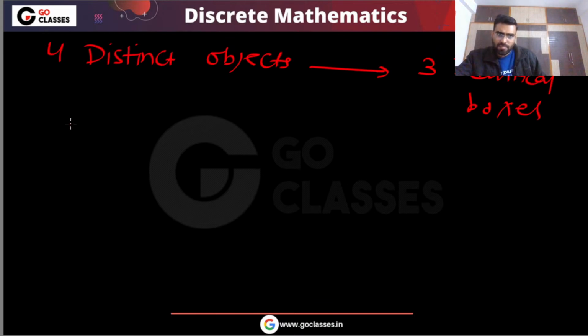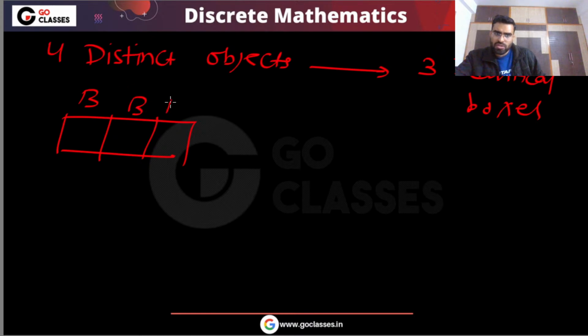So your boxes are same. Okay, remember, your boxes are same, but your objects are different. Your objects are like this. So these are your objects, P, Q, R, S.